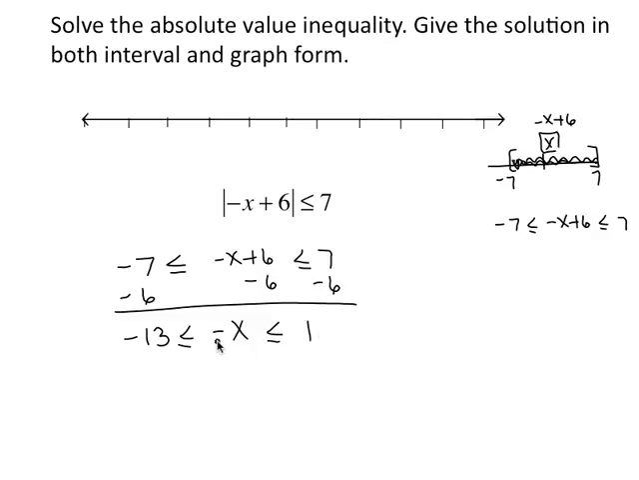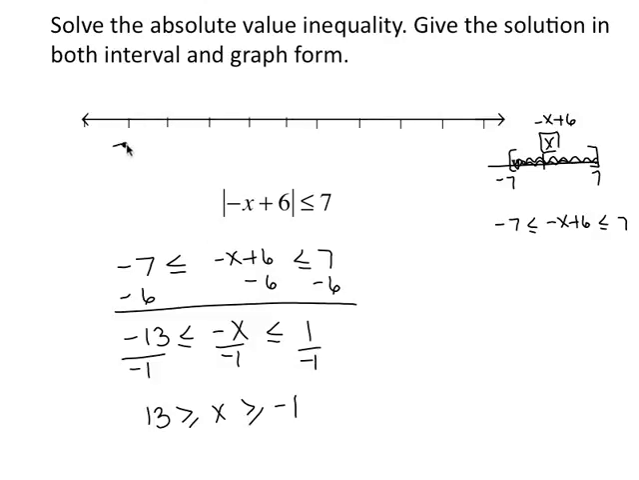Now I don't want -x, I want positive x. So I'm going to divide everything by -1. And recall that when we divide or multiply by a negative number, we have to switch the inequality symbols. So negative divided by a negative gives me a positive. So 13 is greater than or equal to x, and then greater than or equal to -1. So then I want all the numbers that are less than 13 but greater than -1.